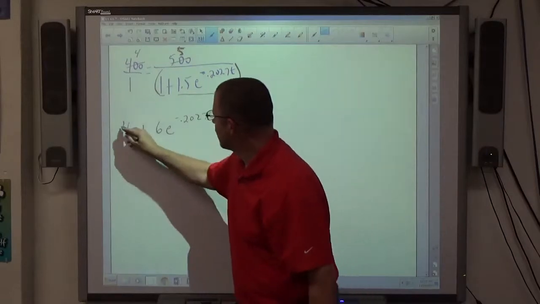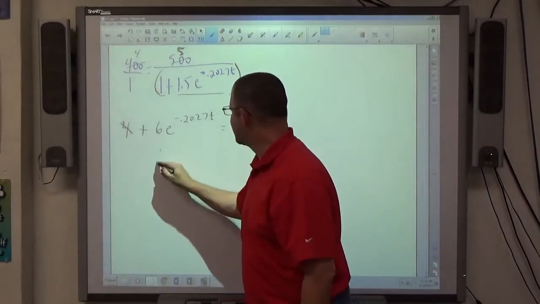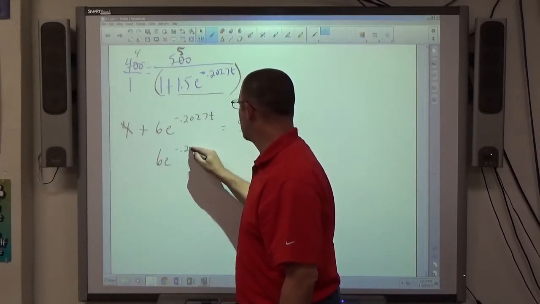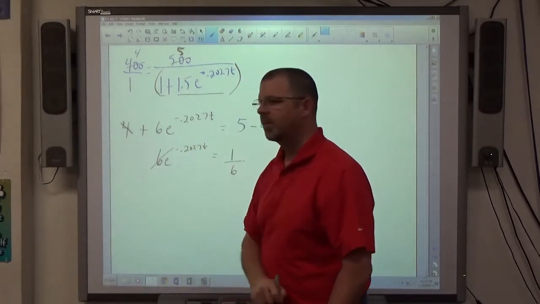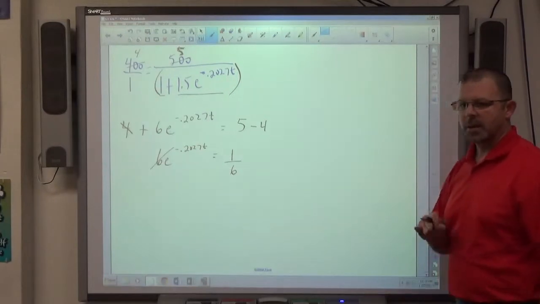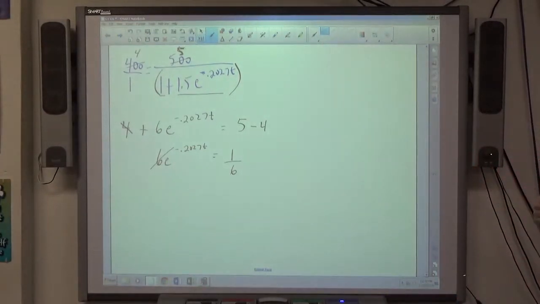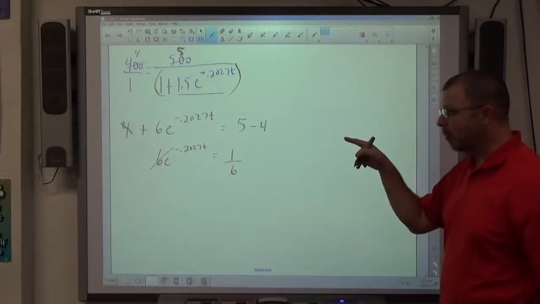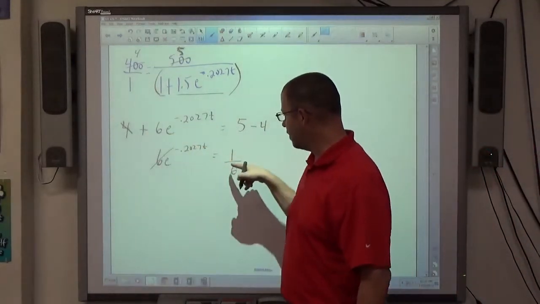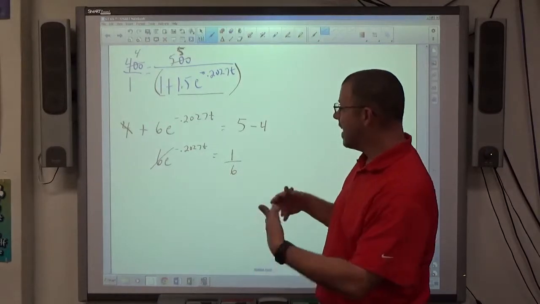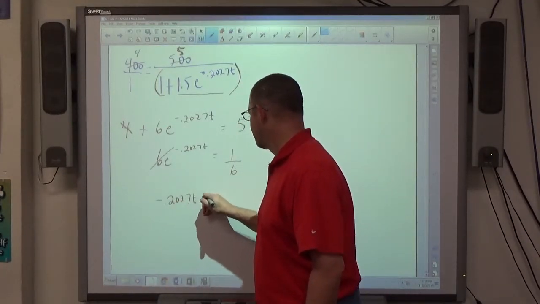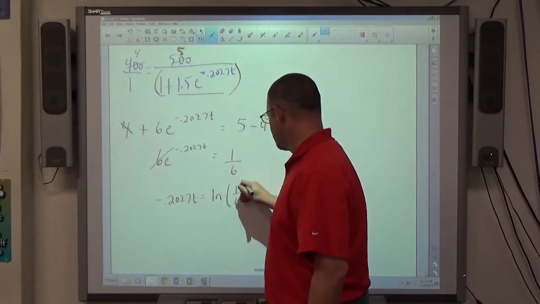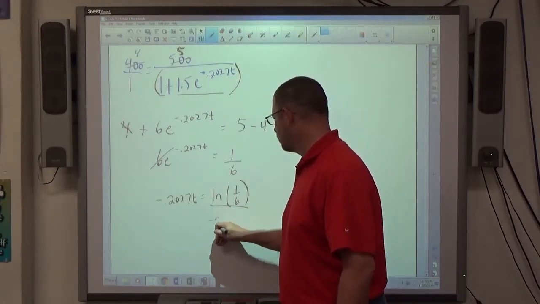Then if I move the 4 to the other side, I get 6e to the negative 0.2027t is equal to 1. Divide both sides by 6. Again, my first priority if I'm trying to solve an exponential expression is get the power structure equal to everything else. No numbers in front of it, no numbers added or subtracted from it. So e to a power equals number. Now I log both sides. And then finally divide by negative 0.2027.